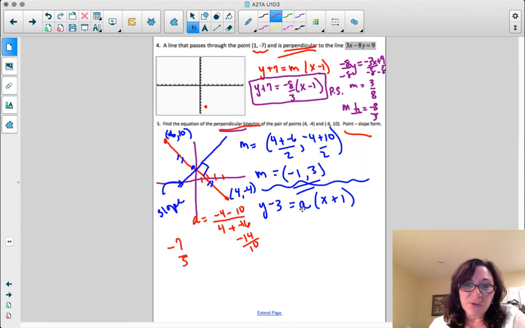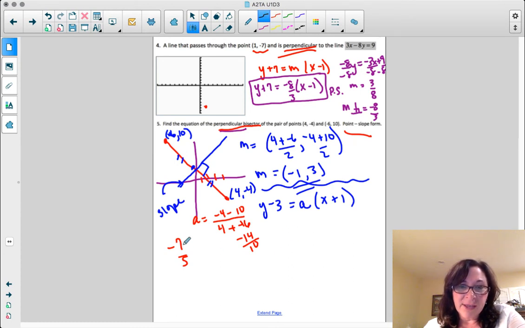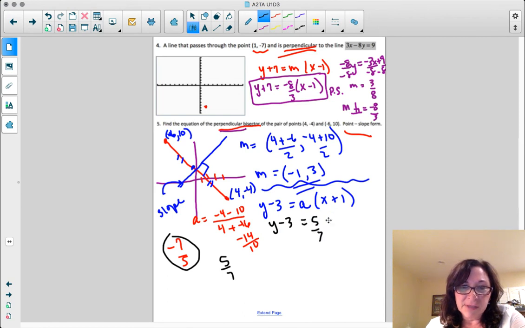And now to use this and put this in point-slope form to finish, we're going to take the opposite reciprocal of this, which will be positive 5/7. So our final equation will be y minus 3 equals 5/7 times x plus 1. And we'll box that up. That's point-slope form.